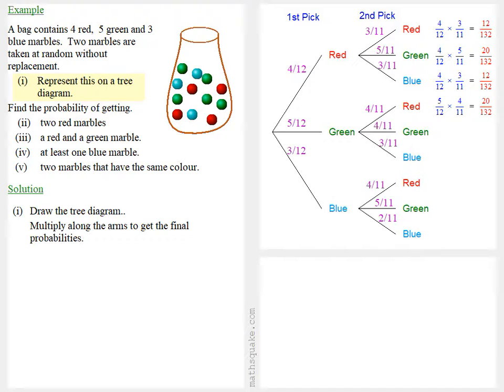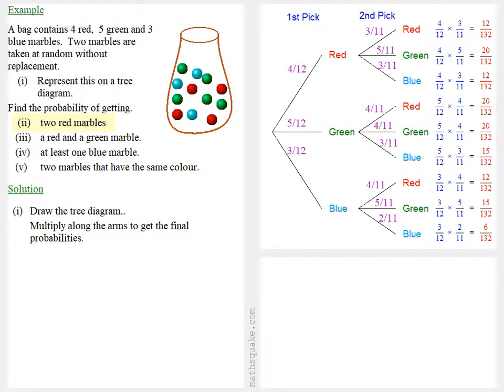Now, if on the first pick we've got a green, then a green and a red is 5 over 12 times 4 over 11, which is 20 over 132. A green and a green is 5 over 12 times 4 over 11, which is 20 over 132. And a green and a blue is 5 over 12 times 3 over 11, which is 15 over 132. Now, if we have a blue and then a red, that's 3 over 12 times 4 over 11, or 12 over 132. If we have a blue and a green, that's 3 over 12 times 5 over 11, which is 15 over 132. And if we have a blue and a blue, that's 3 over 12 times 2 over 11, which is 6 over 132.